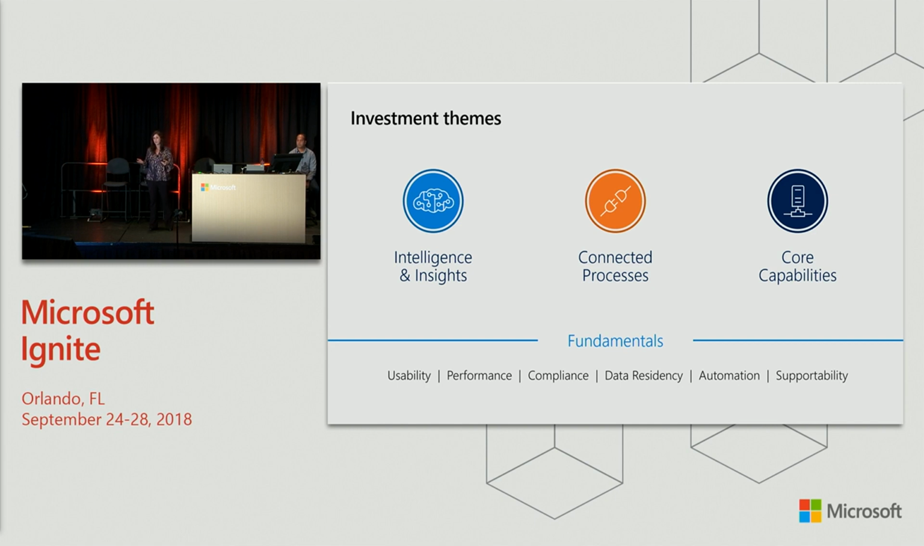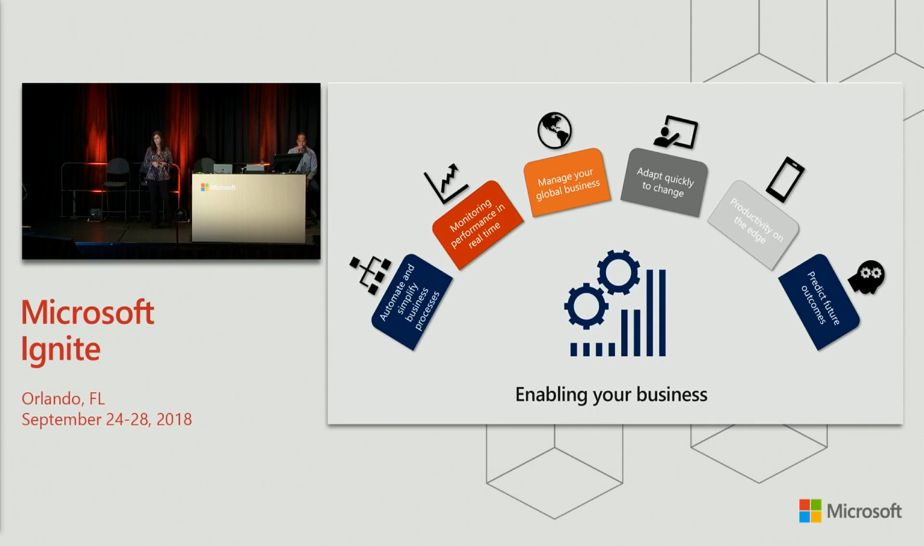So for October and shortly after, what are some of our investment themes? If you went to Mohammed's session yesterday, you have seen the same slide. We're really focused on putting the functionality we're adding in three major buckets: intelligent insights, connected processes, which would be connecting all of Dynamics 365, and then always focusing on core capabilities. And then we're always focused on fundamentals: usability, performance enhancements, quality. That's always the top priority, but anything else you'll see today, we've bucketed into those three areas.